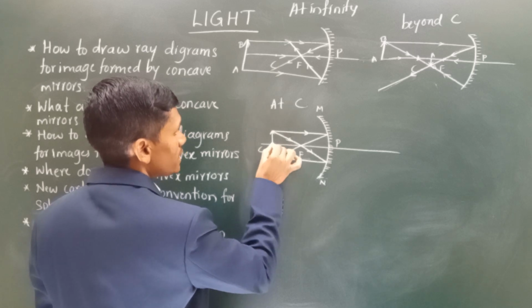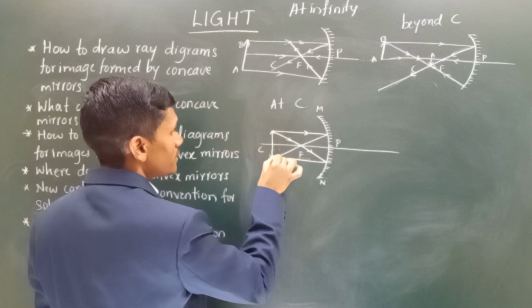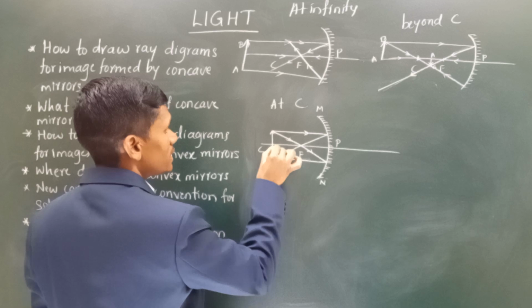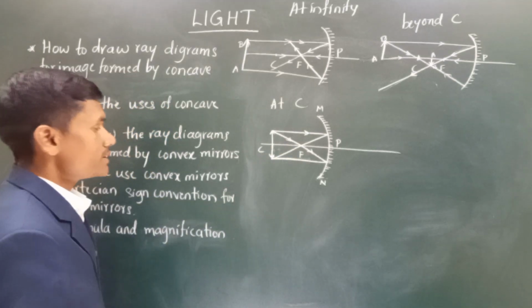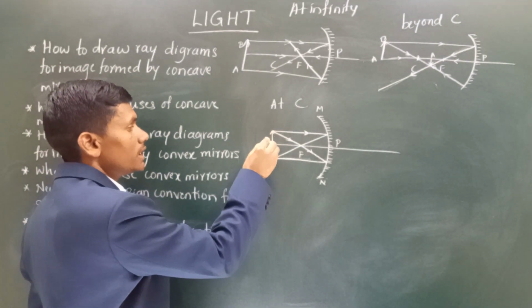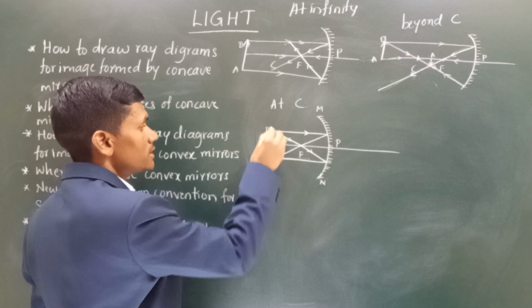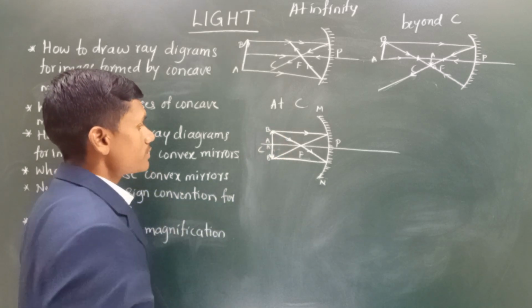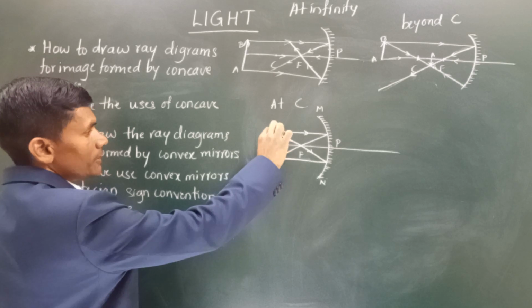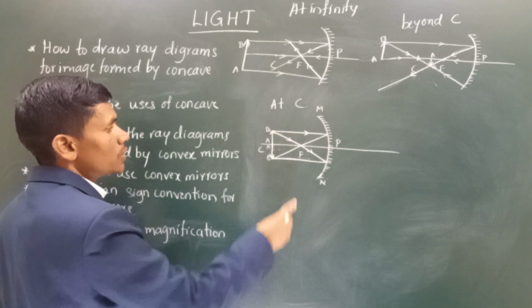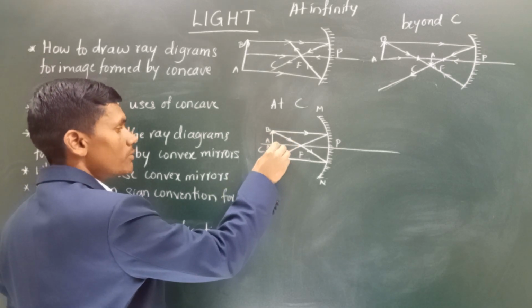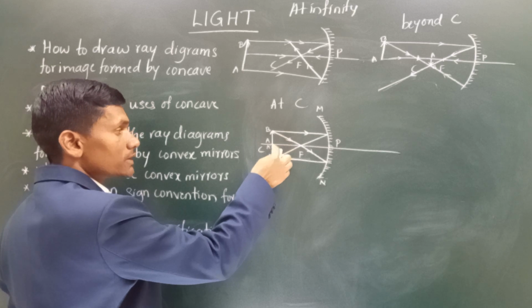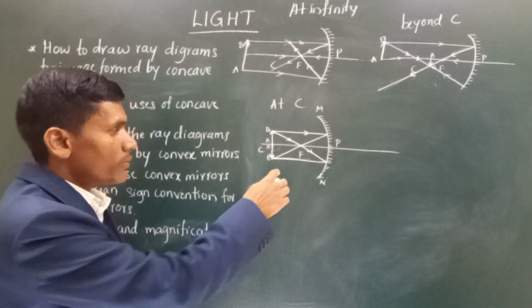Image is exactly formed at the C. And if you consider the size of the object and size of the image, both are the same. A dash, B dash you can show, right? Now you see what is the size? Same size. Where is the image formed? Image is formed at C. When the object is at C, the image is also formed at C.